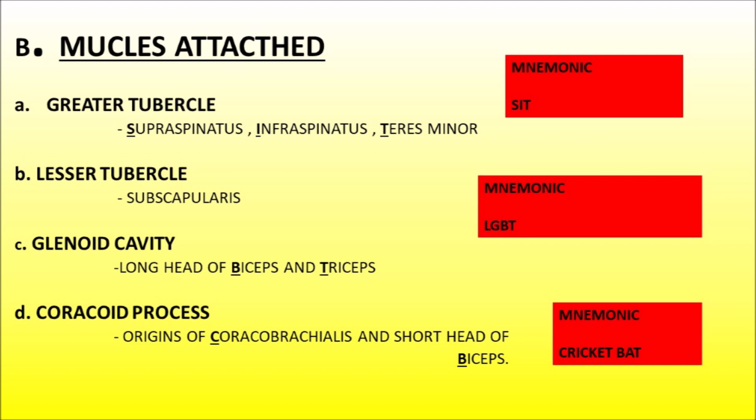In order to remember the muscles that come under greater tubercle, remember the mnemonic SIT, where S stands for supraspinatus, I for infraspinatus, and T for teres minor. In order to remember the muscles that come under coracoid process, remember the mnemonic CBC, cricket bat, where the first C stands for coracoid process, the other C stands for coracobrachialis and the B stands for biceps. And to remember the muscles that come under glenoid cavity, remember the mnemonic LGBT, where G stands for glenoid cavity, B for biceps and T for triceps.